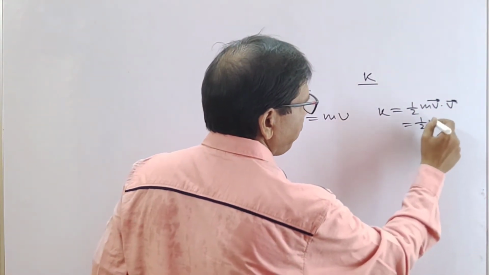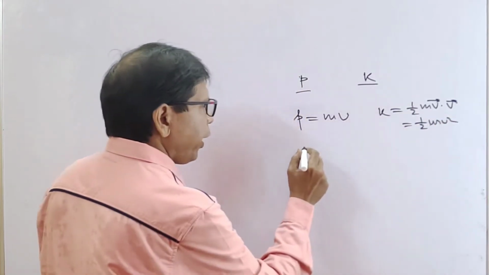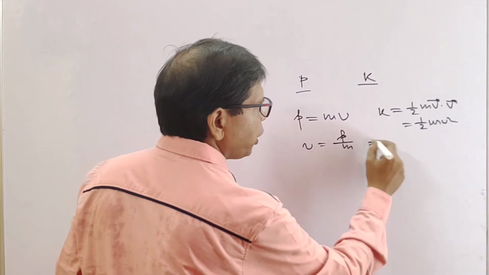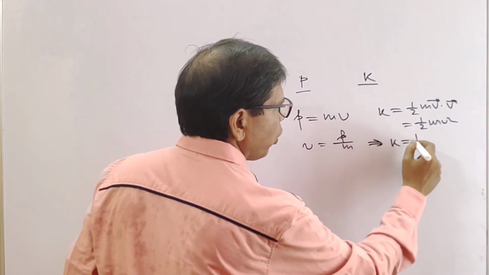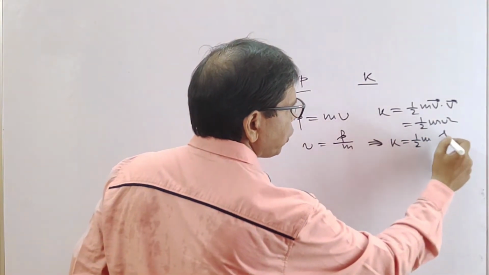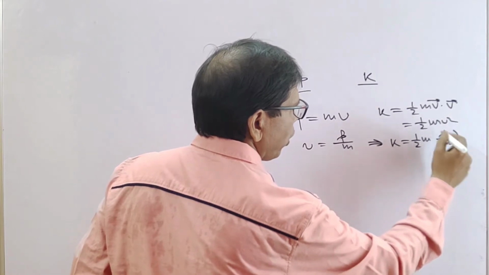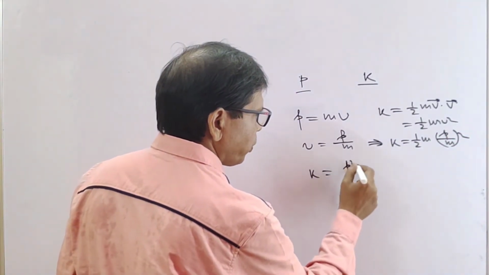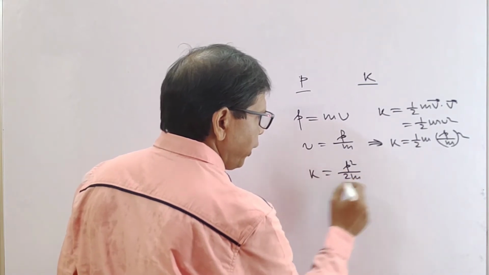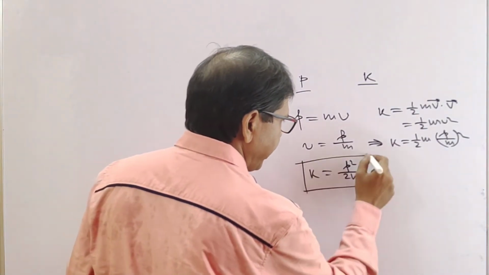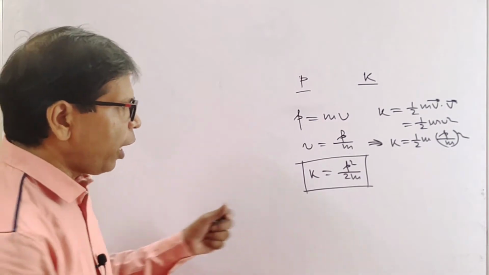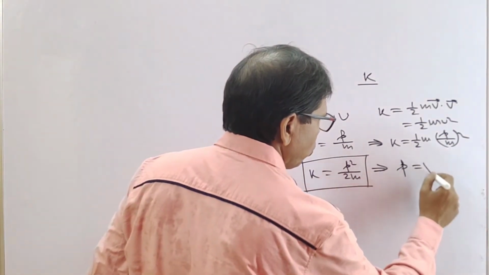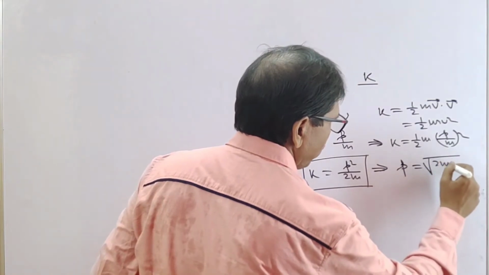which is ½ m v². Now here v = p/m. So from this relation we get K = ½ m (p/m)². So K = p²/2m, which is the relation between kinetic energy and momentum. Now here momentum can also be expressed as p = √(2mE).